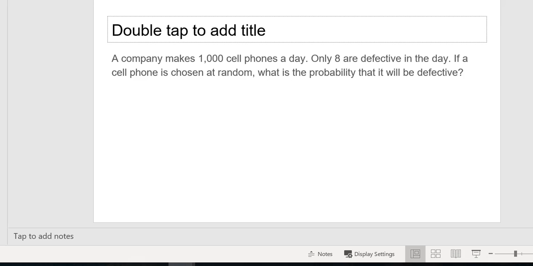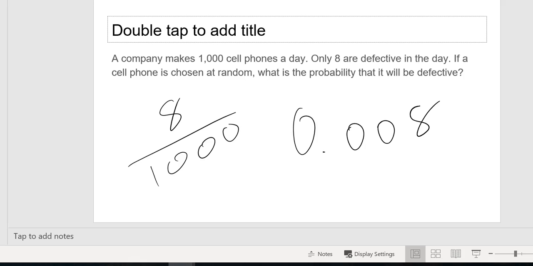The company makes 1,000 cell phones a day. Only 8 are found to be defective. What's the probability, if you choose one at random, that it is defective? There's only 8 that come out to be defective, and a total of 1,000. So 8 divided by 1,000 is 0.008, or simply 0.8%. There's a difference. That's the decimal, that's the percent.